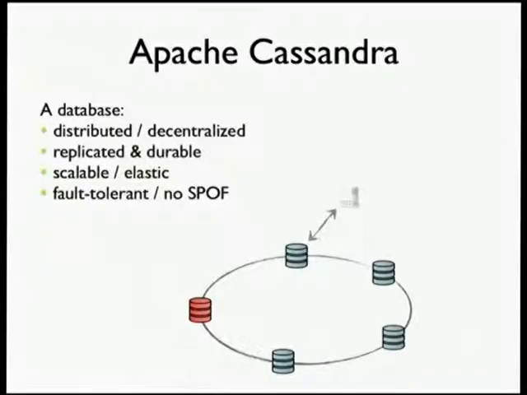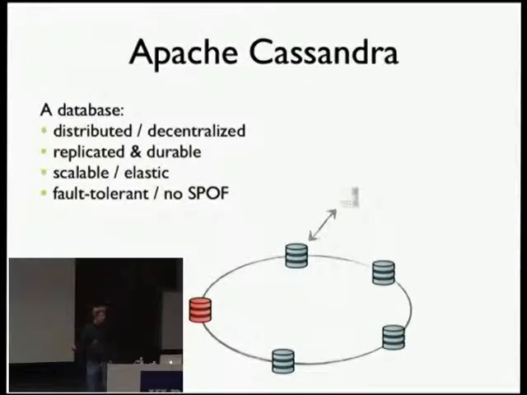Another thing is that it's fault tolerant. It's built so that if a node fails, you don't see it. Well, hopefully the operator will see it and will replace the node at some point, but at least the user, the client, won't see the failure. And because it's fully decentralized, there is no single point of failure. There is no node that, if it fails, brings the whole cluster down. Every node is the same, so every node can fail.